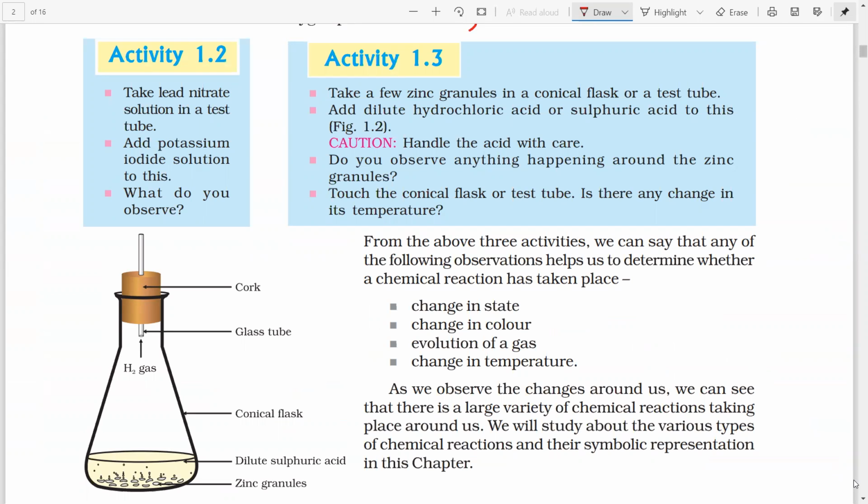Now, before we end today's class in 5 minutes, we only have that much time left. Very quickly, we will discuss some characteristics of chemical reaction.